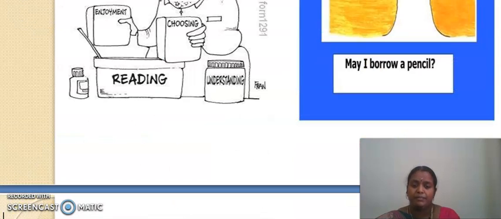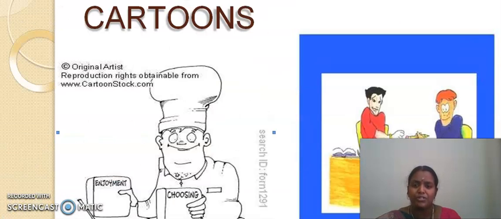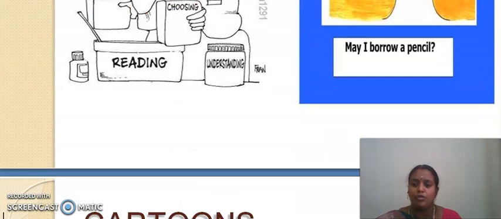Okay, and then cartoons also. Yeah, this will be very interesting. You might have seen these types of cartoons in newspapers and magazines. So we can make use of these cartoons inside our classroom also.